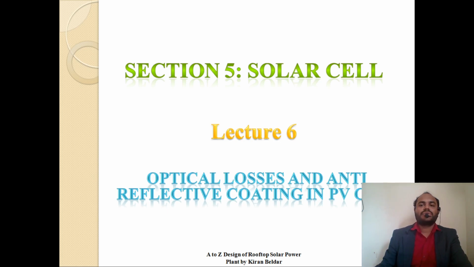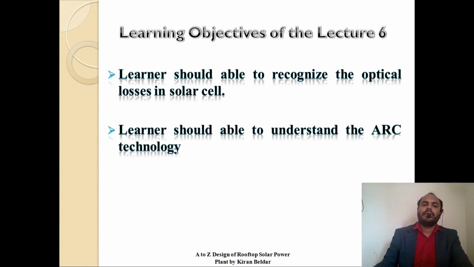Section 5 Solar Cell. Lecture number 6: Optical Losses and Anti-Reflective Coating in PV Cell. Learning objectives of lecture number 6: the learner should be able to recognize the optical losses in a solar cell, and understand the anti-reflective coating technology.